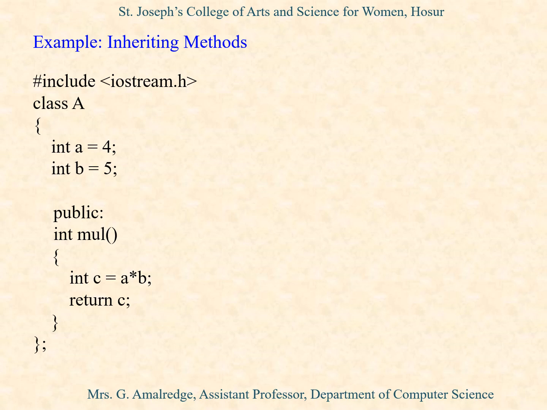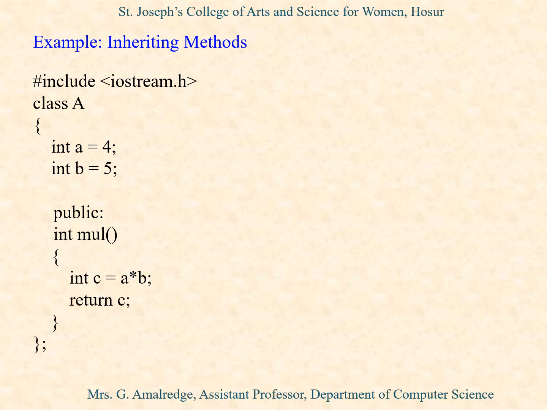Here is another example of single inheritance. In this program we are going to inherit methods. Here we are creating a base class called A. In that class we are using two variables A and B and initializing the values 4 and 5 respectively. And we have created one member function called MUL, and in that member function we are going to multiply the value of A and B and store the result into C. This MUL function has the return type int.